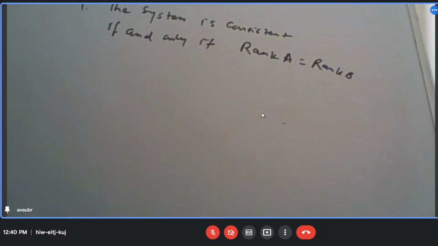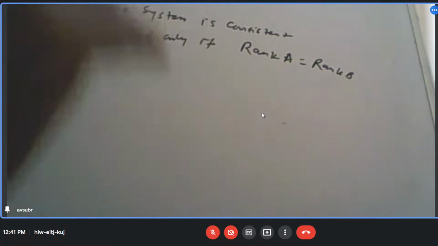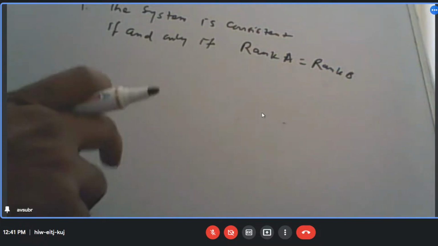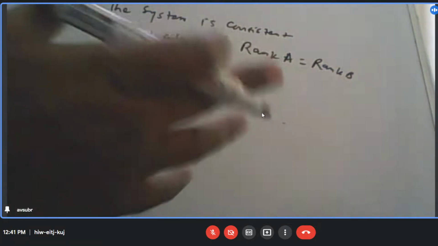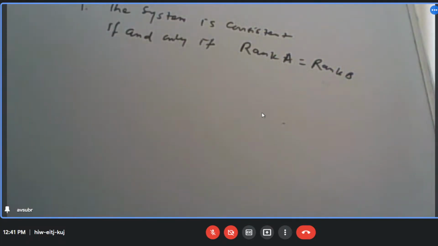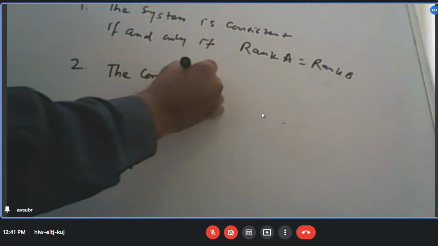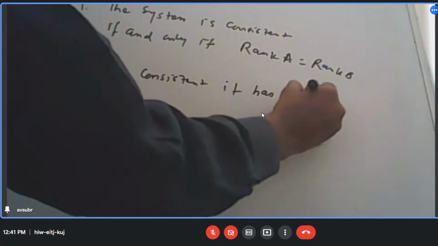Number one, that the system is consistent only and only if rank of A is equal to rank of B. So the rank of the augmented matrix should be the same as the rank of the coefficient matrix. If it is not, it is inconsistent. So number one thing is this. Number second thing is that if it is consistent, then in that case, it has a unique solution.